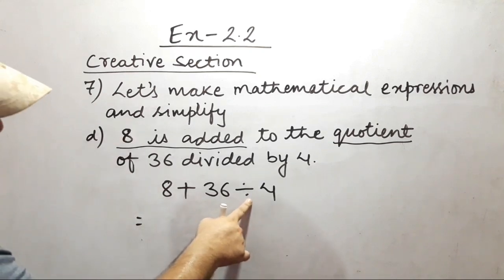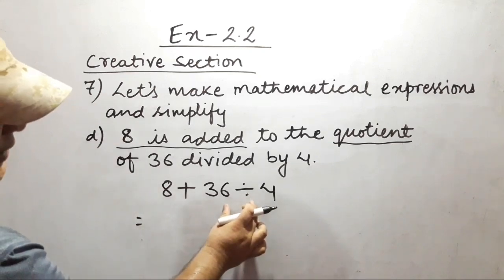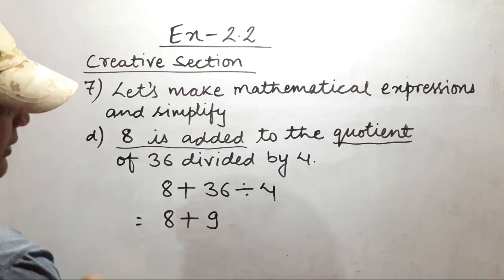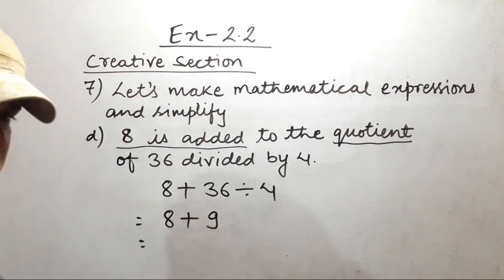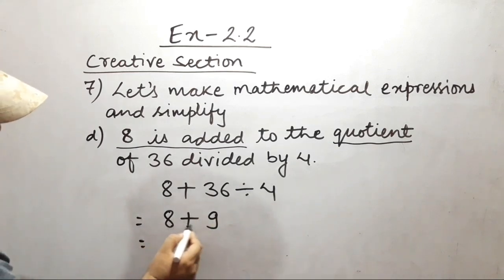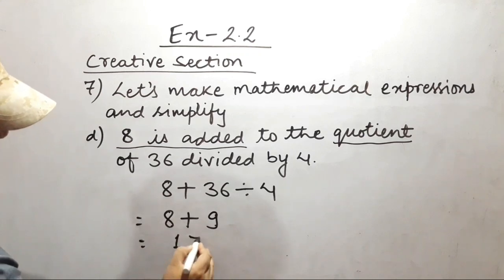At first we have to perform division. We have got a division. 36 divided by 4. 8 plus, we have got 9. After division, no multiplication sign. Directly we have addition sign. So 8 plus 9, 17.